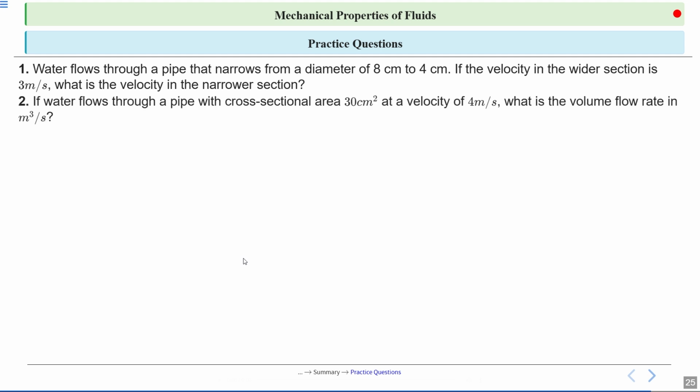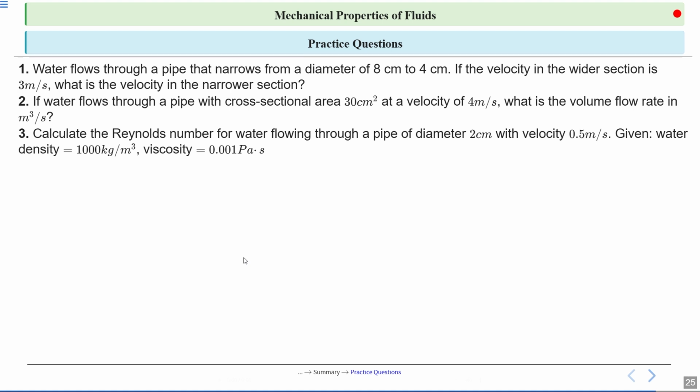If water flows through a pipe with cross section area 30 centimeter square at a velocity of 4 meter per second, what is the volume flow rate in meter cube per second? So here you have to find out the volume flow rate.